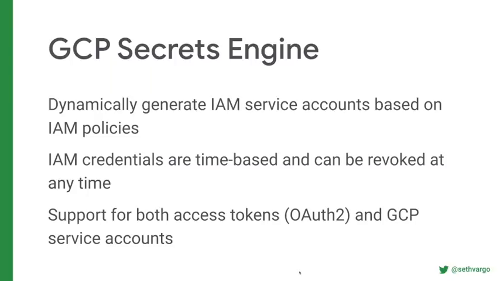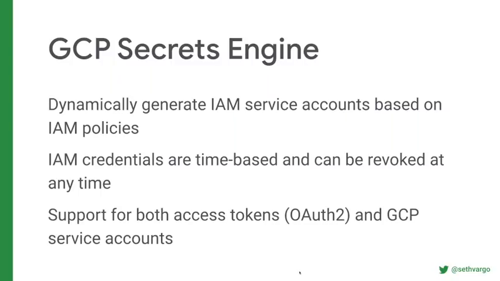So previously I talked about the GCP auth method. Auth methods are ways in which users or machines supply information to Vault, and then that is converted into a Vault token with policy. Secrets engines are responsible for storing or generating credentials. So the GCP secrets engine dynamically generates IAM service accounts based on policies. And unlike GCP service accounts by default, these IAM credentials are time-based and can be revoked at any time.